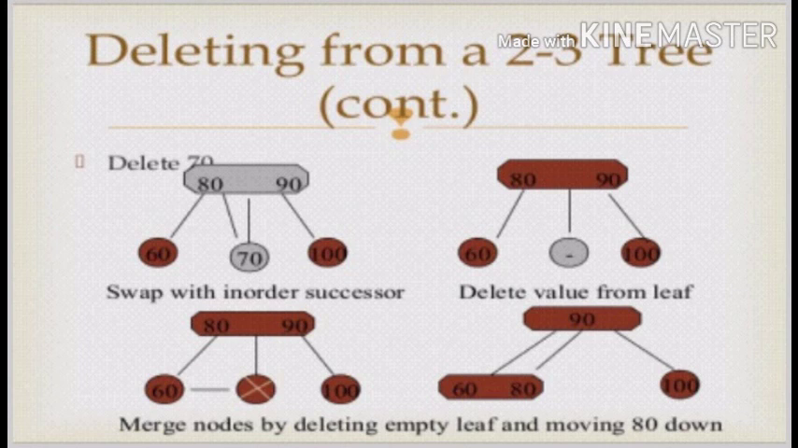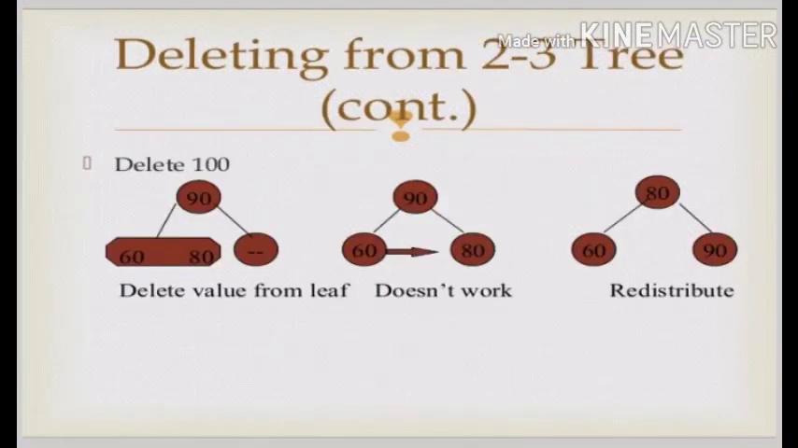90 becomes a parent. Next step, we are going to delete 100. 100 is deleted from the leaf. Now it has 90 as parent, 60 as left child and 80 as right child. But it does not work, because 90 is greater than 80.